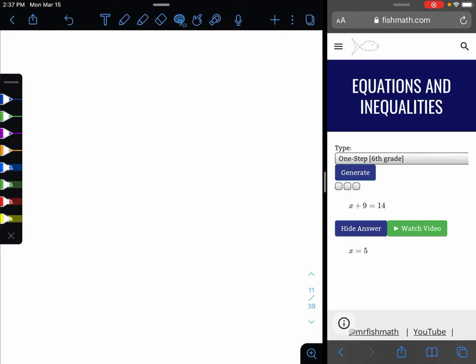Today we'll be talking about our new unit on equations and inequalities. We'll be reviewing 6th grade equations, which are called one-step equations. So these involve one step to solve. First example here we have from Fish Math is x plus 9 equals 14.